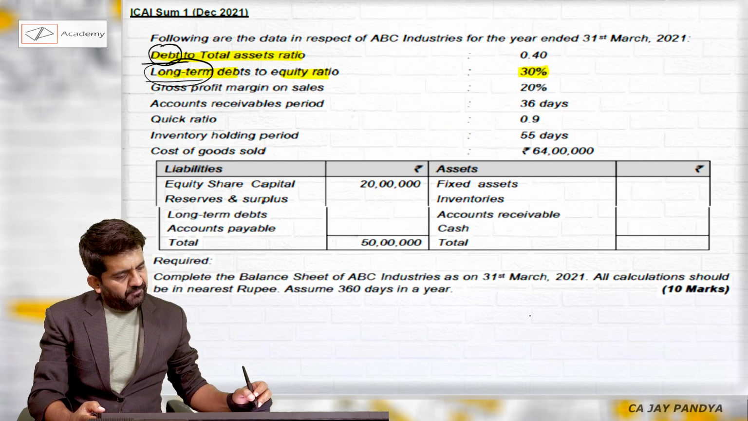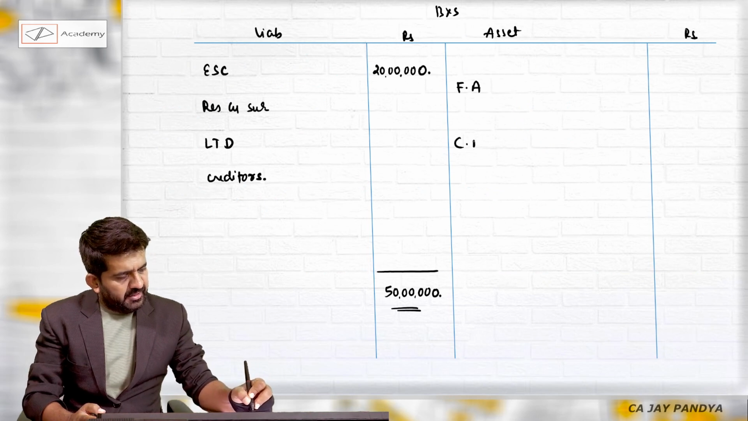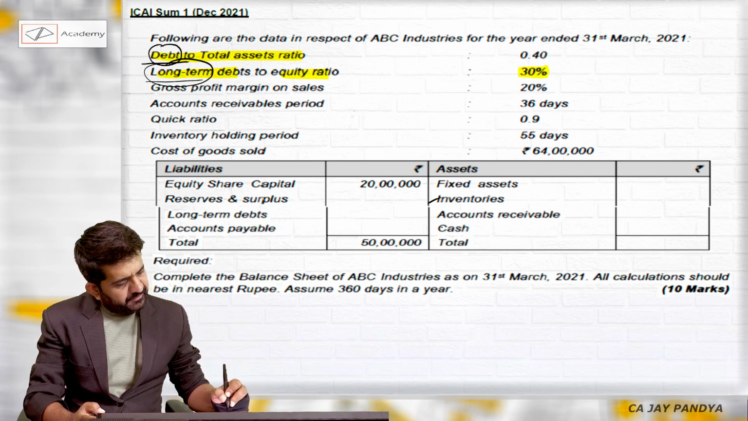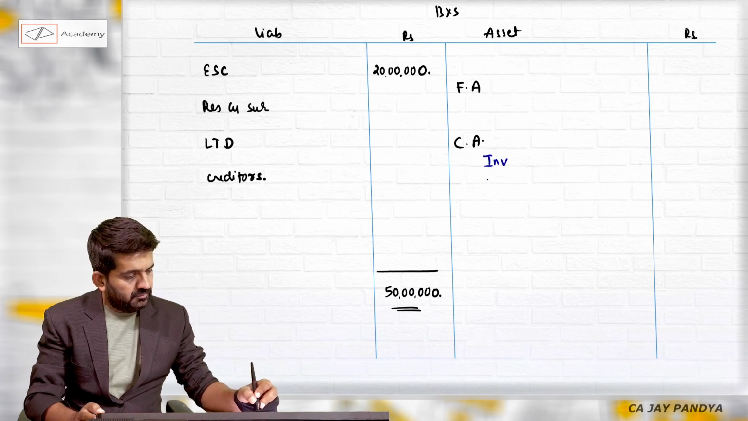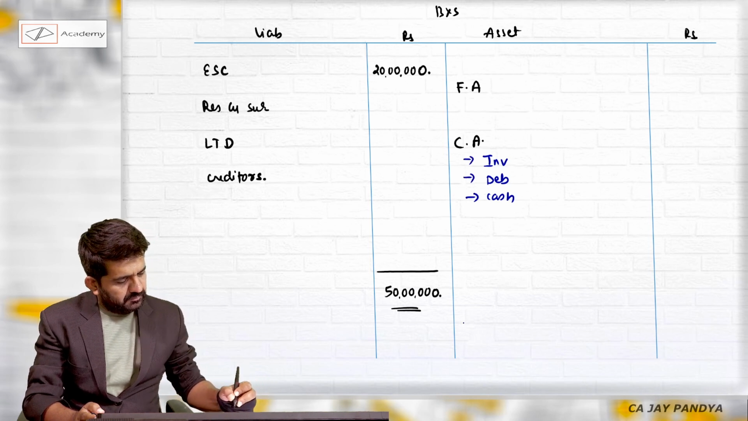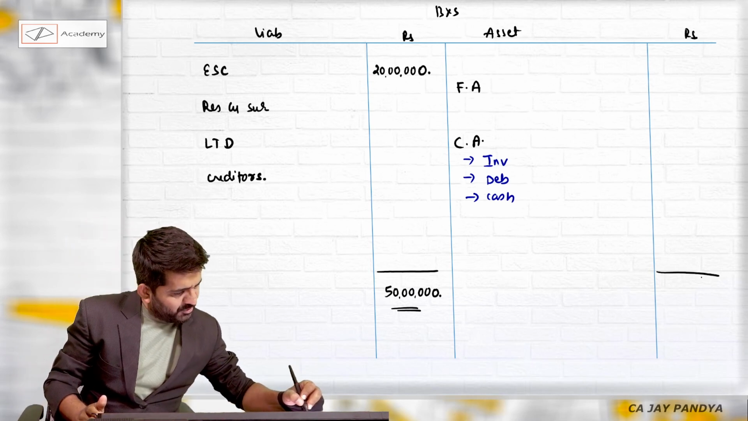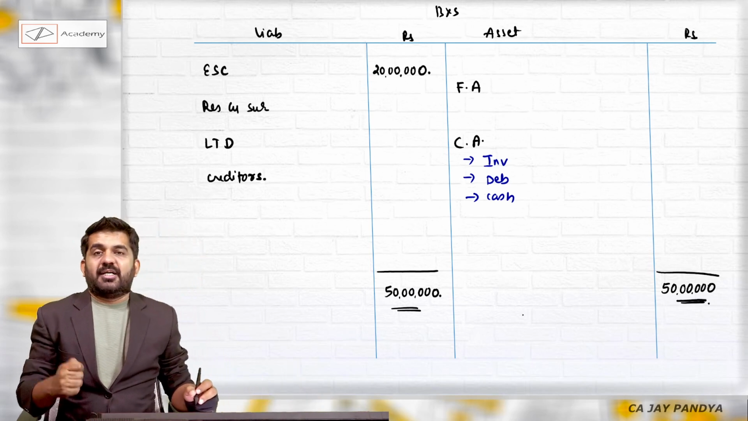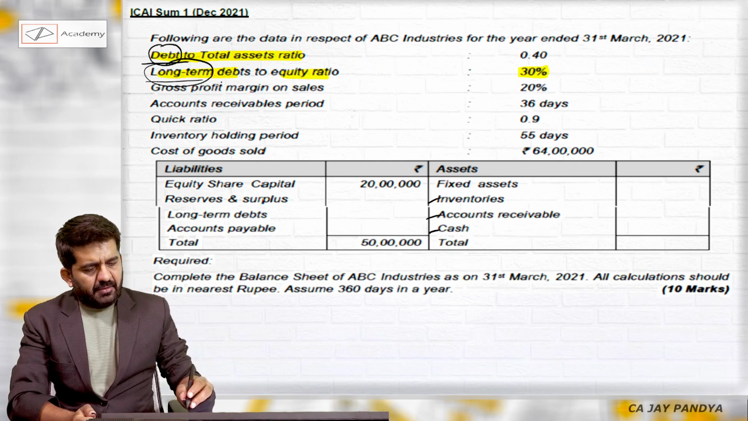On asset side, fixed assets and current assets. In current assets, there are inventory, debtors and cash. Understand, if the total of liability side is 50 lakhs, total of asset side will be 50 lakhs. So here we get the answer of total assets. Total assets will be nothing but 50 lakhs. As and when I get the answers, I will be completing it.